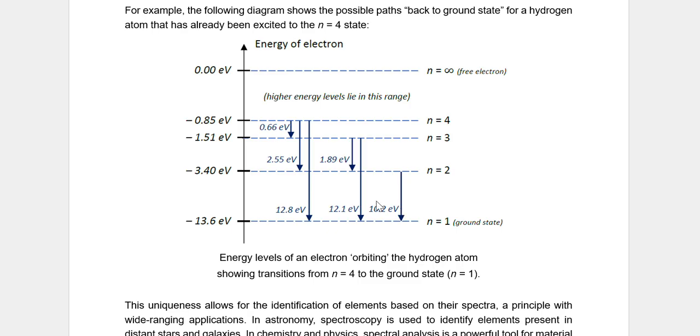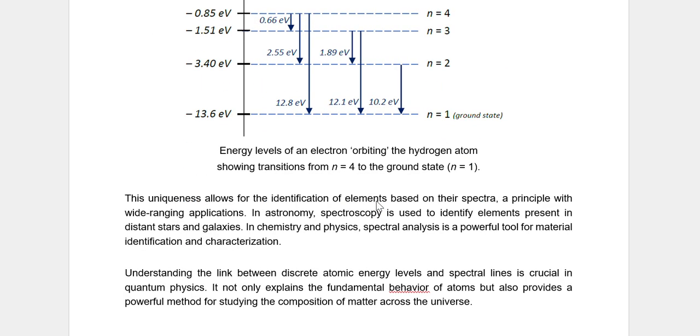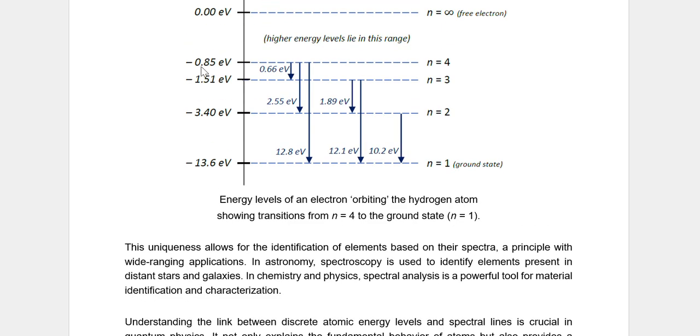And this may be something you need to be able to draw yourself in the exam. Right, so this uniqueness allows for identification of elements because each element has different numbers here. All these numbers are different, right? Therefore, they produce a different sort of fingerprint for me to identify the element.